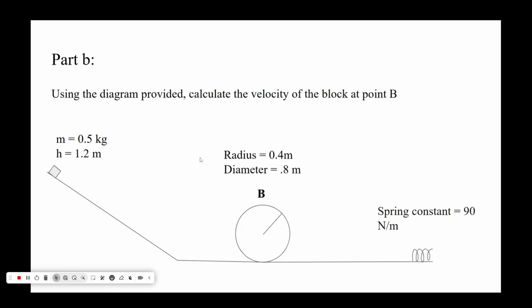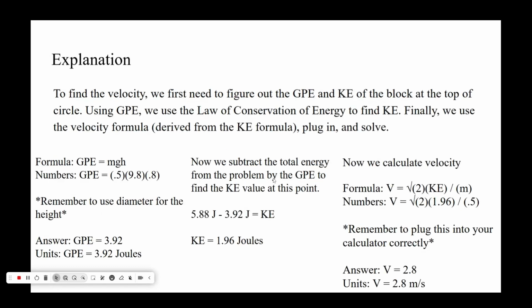Using the diagram provided, calculate the velocity of the block at point B. So we understand that point B is over here at the top of the loop. We converted our units, so we know that we're going to be plugging in the correct values. And let's dive into the explanation. To find velocity, we first need to figure out the GPE and KE of the block at the top of the circle. Using GPE, we use the law of conservation of energy to find KE. Again, this popped up. Make sure you understand this law because it is essential for the exam.